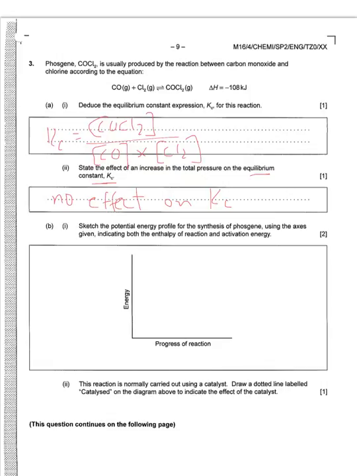Part B1, sketch a potential energy profile for the synthesis of phosgene using the axes given. So I see energy versus the progress of the reaction, indicating both the enthalpy of the reaction and the activation energy. So I would expect this reaction to maybe start here. Here's my activation energy to get it going. And actually, I'm going to make that a little higher because of the question coming up. So here's my activation energy. And because it's exothermic, it needs to be down here. So this is my Ea right here, the energy put in.